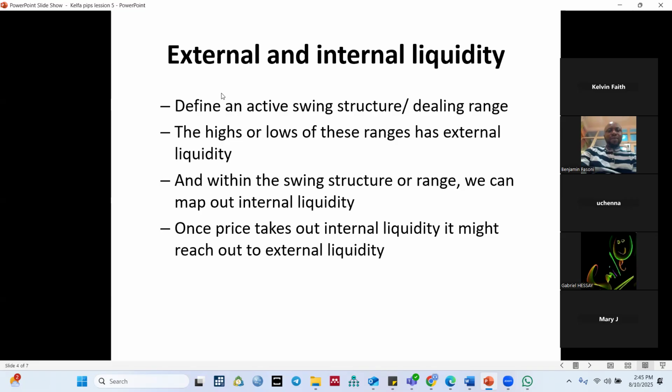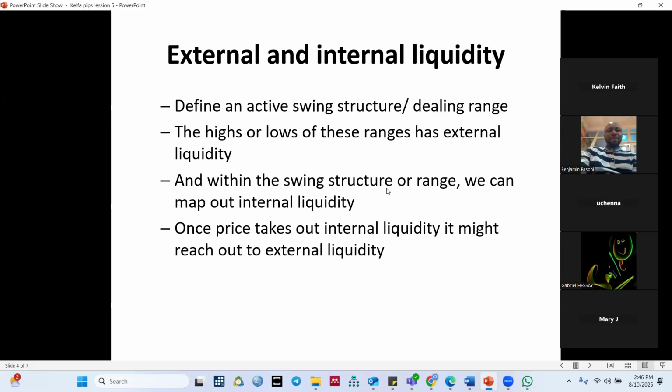To be able to identify external liquidity, you first have to define an active swing structure, or what is also called the dealing range according to ICT. Dealing range or swing structure. And two, the highs or lows of these ranges have external liquidity, or money, or stops, or pending orders resting. The highs or lows of this external range or structure have this external liquidity.